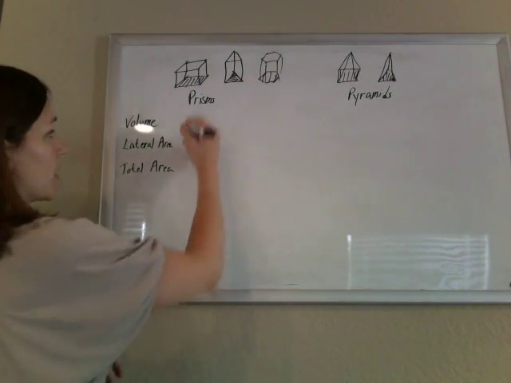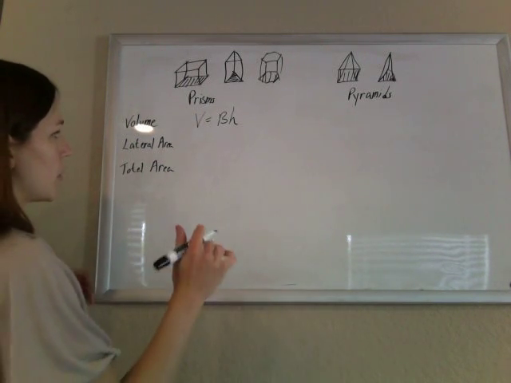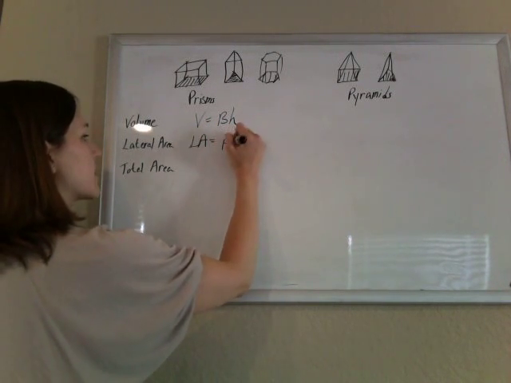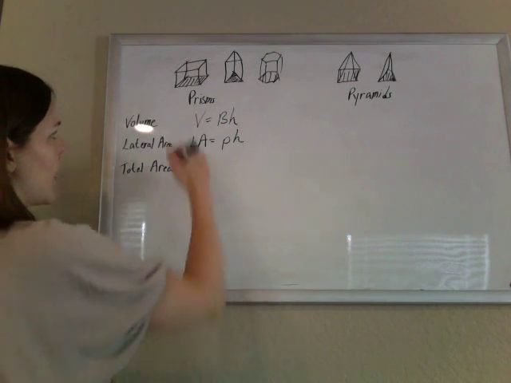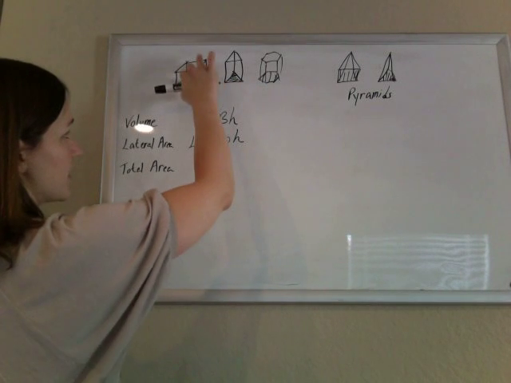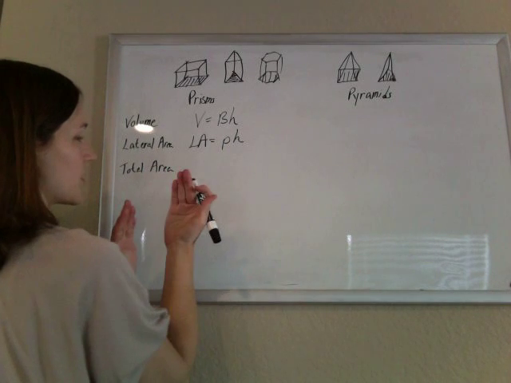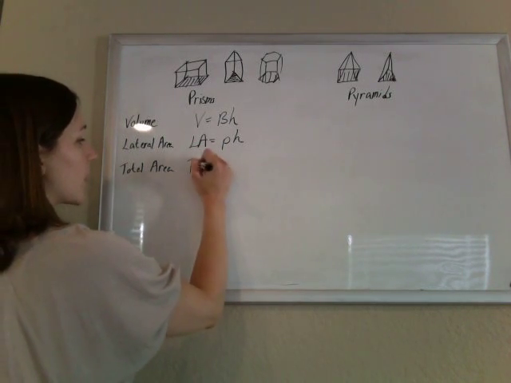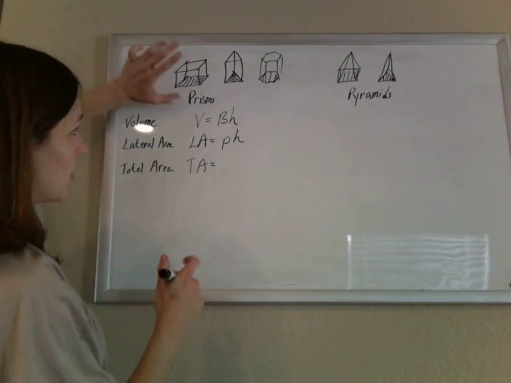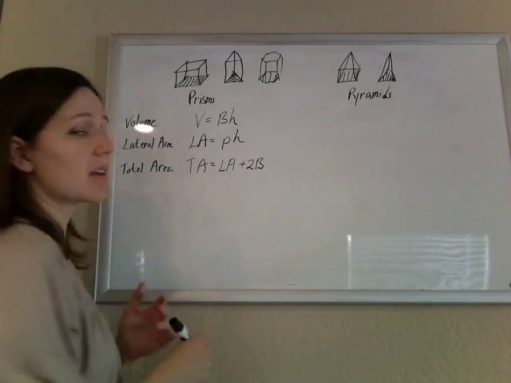So the volume for any of these is the area of the base times the height. Beautiful. The lateral area is just the perimeter of the base times the height. And the lateral area means the distance around, not including those two bases. So not including the top and the bottoms of the bases, just that distance around. And then the total area, this is not a new formula. If the lateral area is around, then the total area is just the lateral area plus the two bases. That's it.